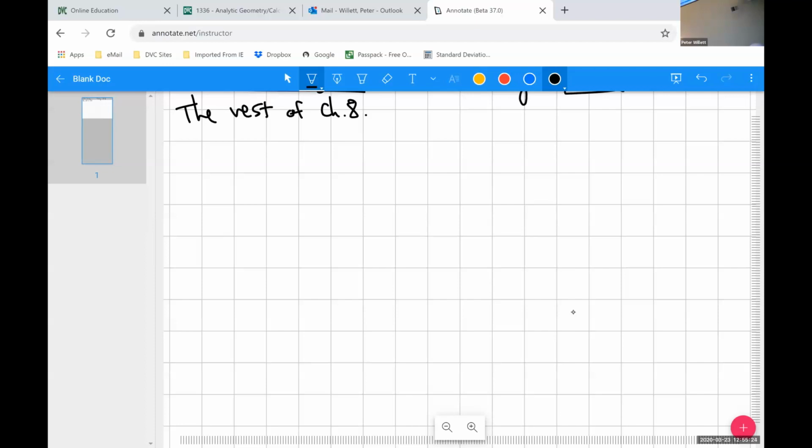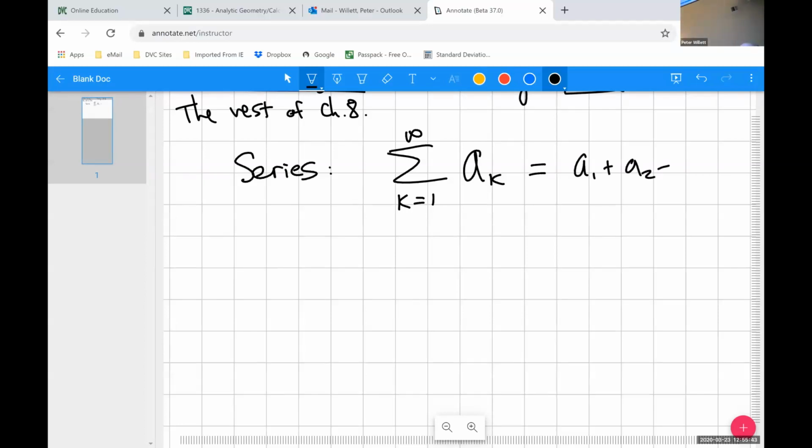And so we are considering series like the summation as k goes from 1 to infinity of a sub k. Again, this is an infinite sum of terms, a sub 1, a sub 2, a sub 3, etc.